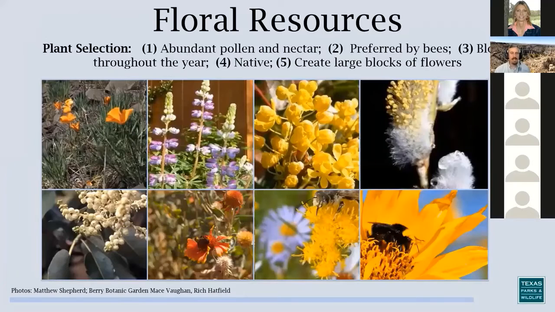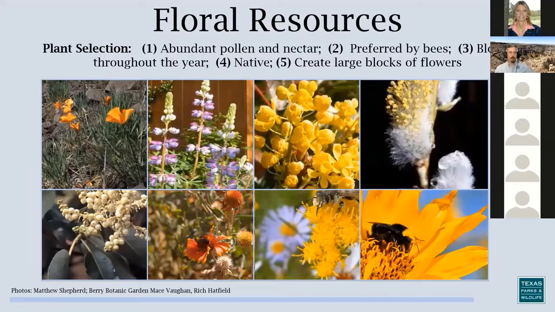So just to kind of tackle the floral resource topic, native bees and other pollinators basically need abundant pollen and nectar throughout the year. Some of these are active during a very short period of time, but a lot of our bees are present on the landscape, actively foraging throughout the year.